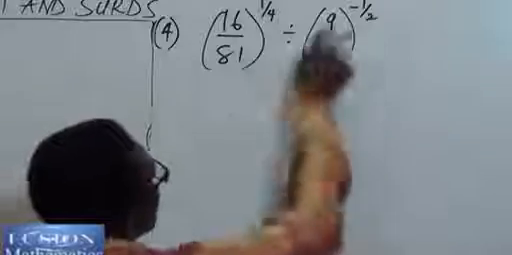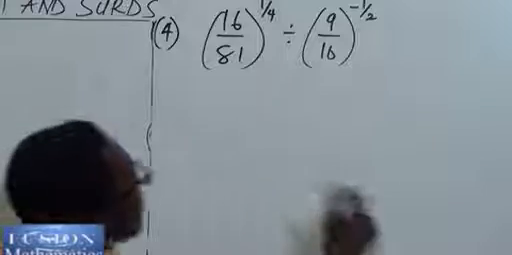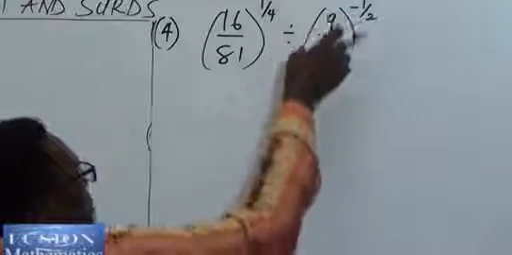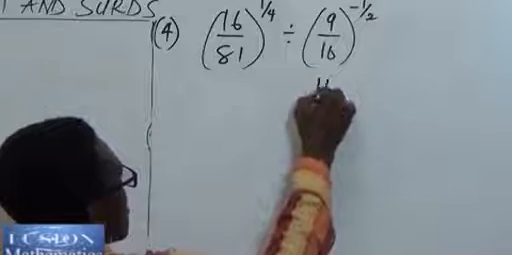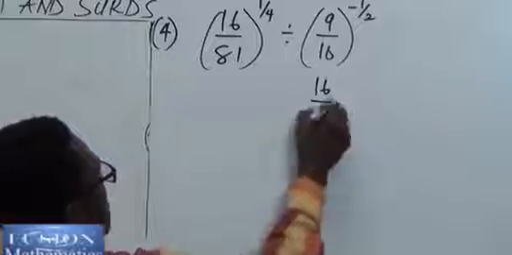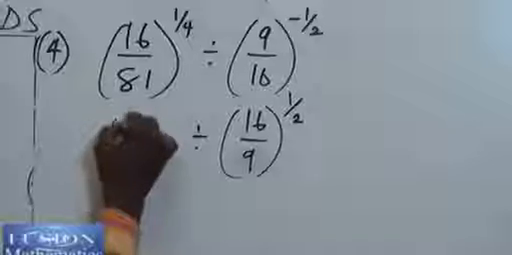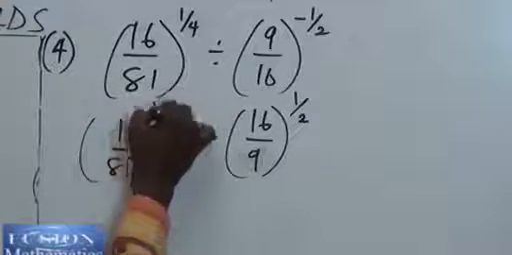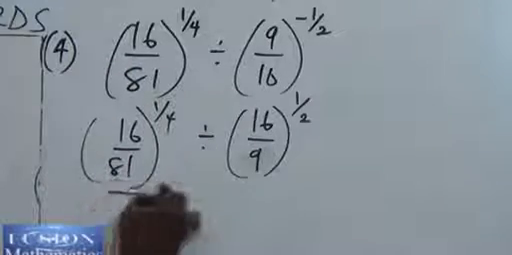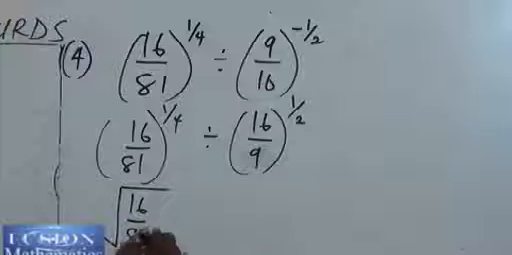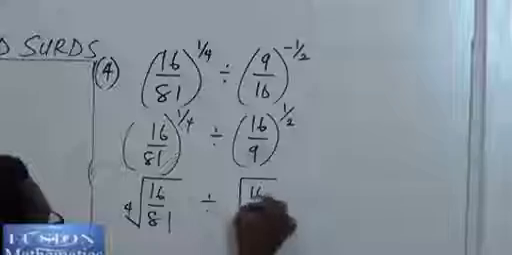Now to solve this, we can see on this side that we have a negative sign. And we said earlier that whenever we have a negative sign and we have a fraction carrying the sign, we turn the fraction upside down. So we have 16 all over 9 still raised to the power half divided 16 over 81 raised to the power 1 over 4. Now since we have this, we can now effect the fractional index. This one will give us root 16 over 81, the fourth root, divided by square root of 16 all over 9.